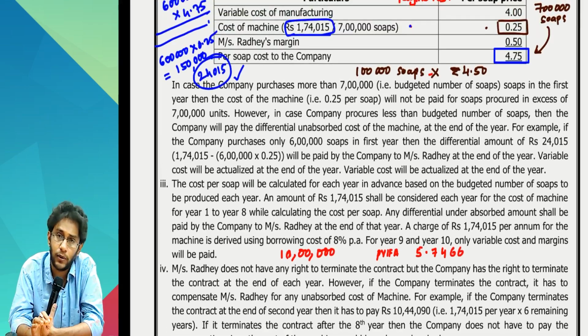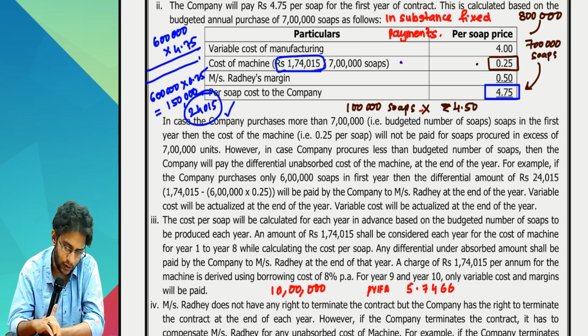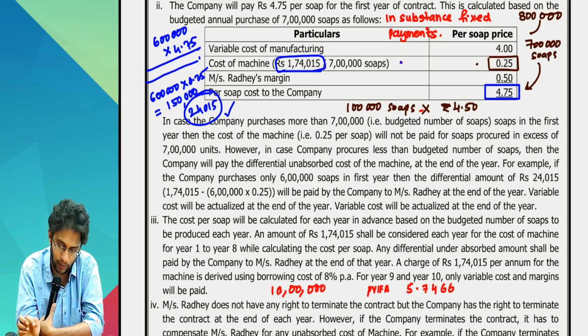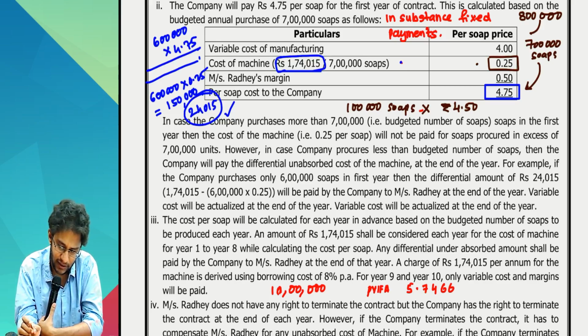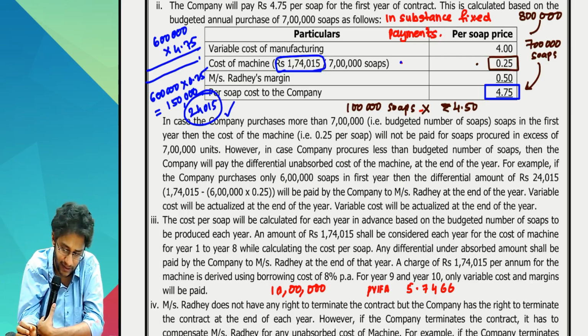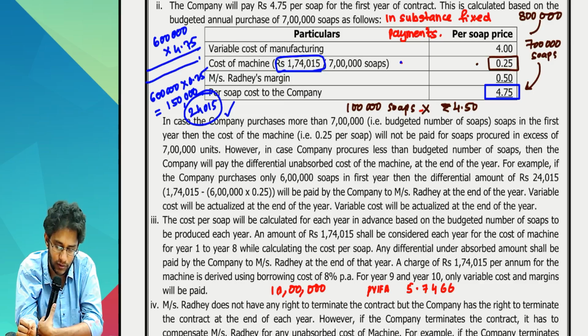Third point is all about he explaining you how he worked out that 174,015. It's a very simple one. Go and read. The cost per soap will be calculated for each year in advance based on the budgeted number of soaps to be produced each year. An amount of rupees 174,015 shall be considered each year for the cost of the machine for the year 1 to year 8 while calculating the cost per soap. Any differential underabsorbed amount shall be paid by company to Messrs. Radhe at the end of that year. That is what we have discussed earlier. A charge of 174,015 per annum for the machine is derived using the borrowing cost of 8% per annum. For year 9 and 10, only variable cost and margins will be paid.